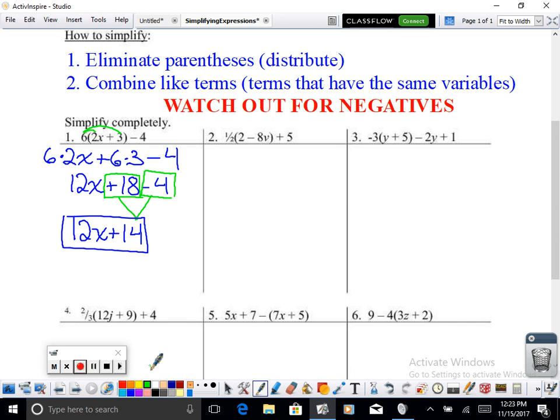Okay, so to eliminate those parentheses, I'd love to do 2 minus 8v, but I can't. Okay, 2 is a constant, 8v is variable. I cannot add or subtract them. So the only option I have to get rid of those parentheses is to distribute that 1/2. So I'll take 1/2 times 2, bring down the minus sign, 1/2 times 8v, bring down the plus 5.